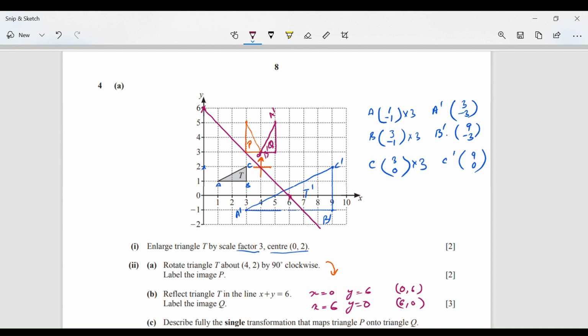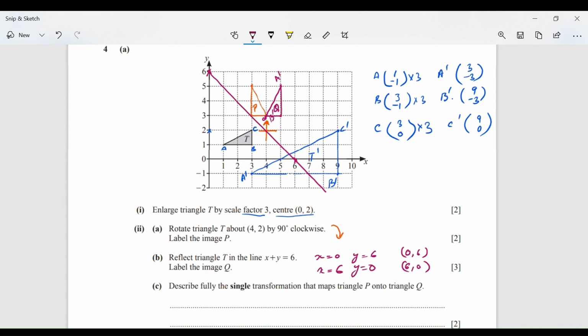Now next, part C. Part C is: describe fully the single transformation that maps triangle P onto Q. So that is the reflection at mirror line x is equal to 4. So it is a reflection at mirror line x equal to 4.